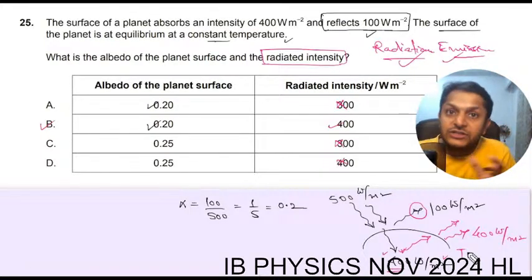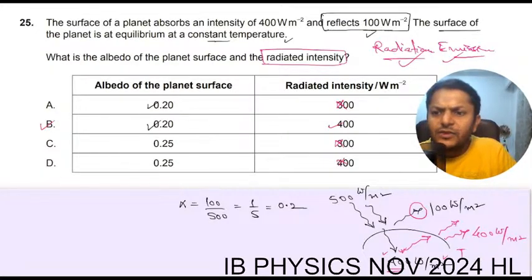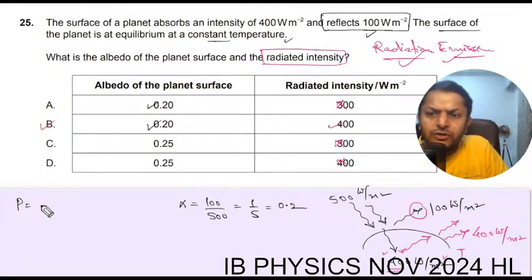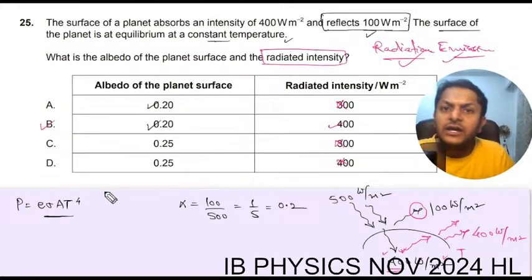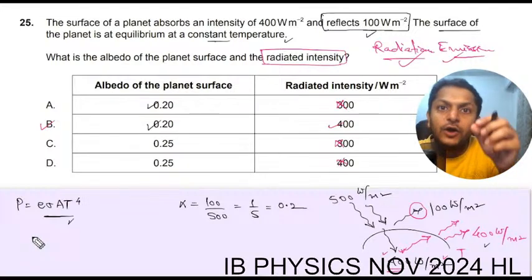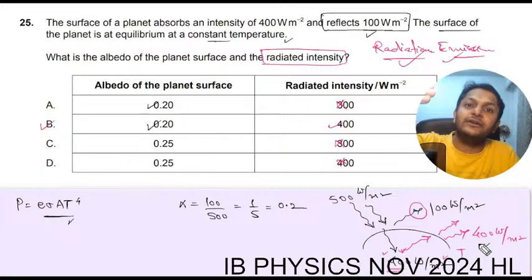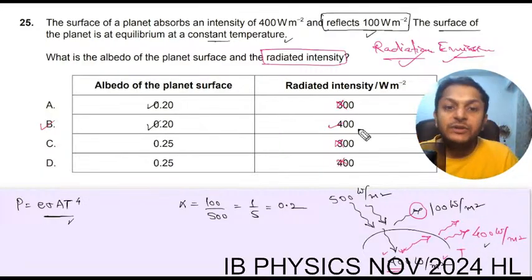The Stefan's formula. What was that formula? The power is equal to e sigma A T raised to power 4. This is the formula I'm telling. So 400 will be used, and the temperature of the Earth's surface will be used. So this energy is radiated by Earth, and that is why the answer will be 400. It will not be 500.